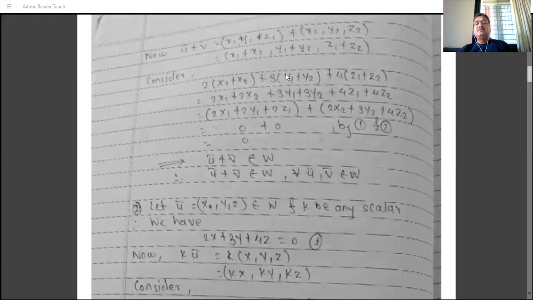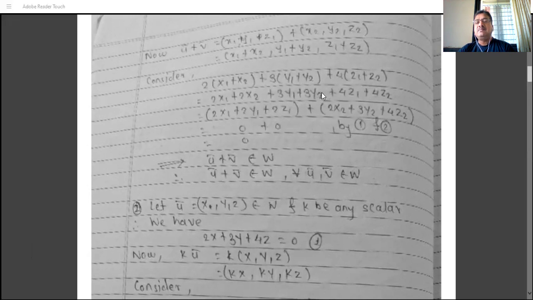This element belongs to W if 2 into (x1 plus x2) plus 3 into (y1 plus y2) plus 4 into (z1 plus z2) is equal to 0. So consider 2(x1 plus x2) plus 3(y1 plus y2) plus 4(z1 plus z2), which is equal to 2x1 plus 2x2, multiplying by 3 in the bracket, multiplying by 4 in the bracket. Then write 2x1 plus 3y1 plus 4z1 in one bracket, and write the remaining quantities 2x2 plus 3y2 plus 4z2. Right, here 2x1 plus 3y1 plus 4z1.